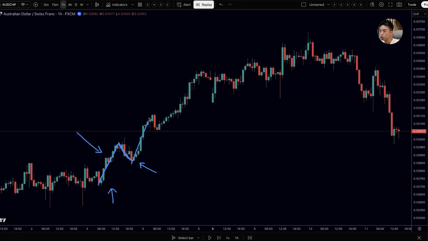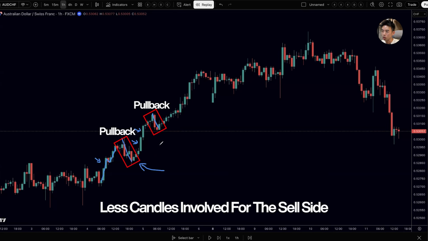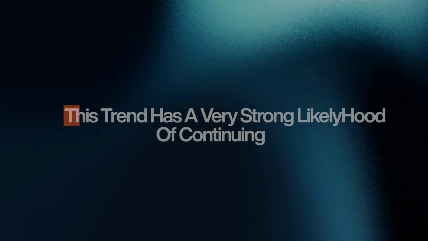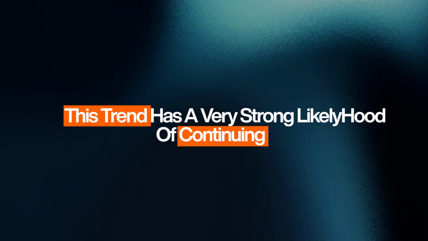Now this next move towards the upper side looks much stronger compared to this move right here, because look at how far we traveled. Although it looks pretty similar, the way that went up looks a lot stronger, right? Because in this case, we have two very, very strong bullish candles towards the upper side, whereas in this case, things look a little bit slow, right? So I'm looking at these things, and then, if that's not enough, I'm looking at the pullback. In this case, compared to the previous one right here, there are fewer candles involved for the sell side, and the distance it covered is a lot less. And that basically tells me that this trend has a very strong likelihood of continuing in the very near future.